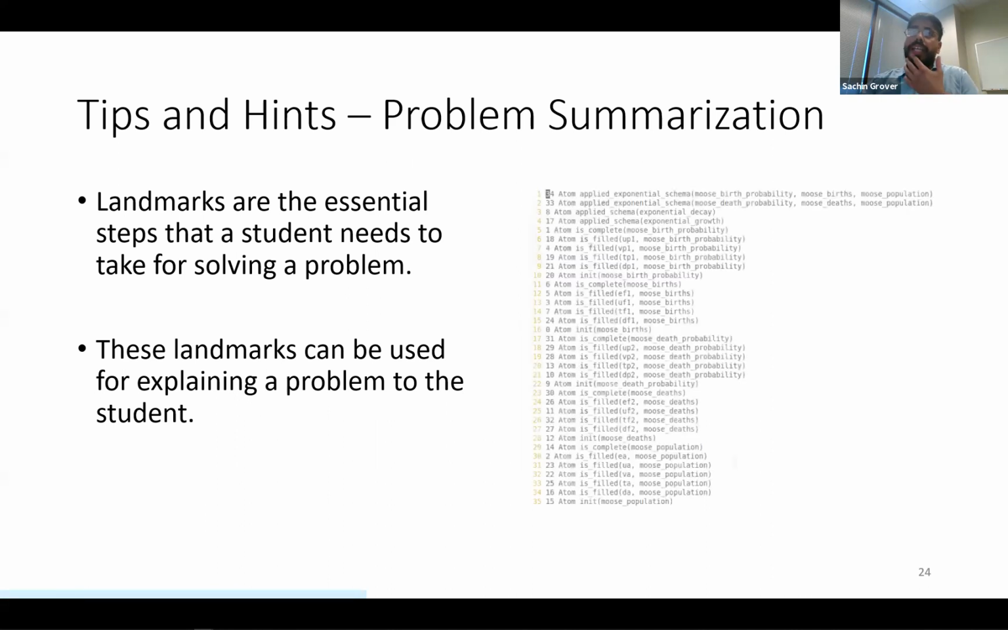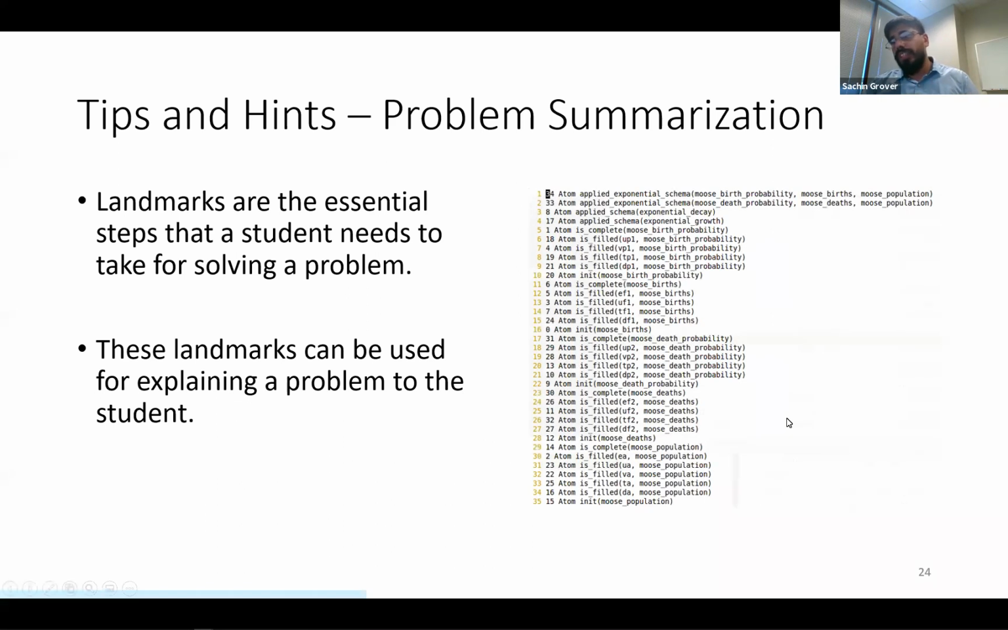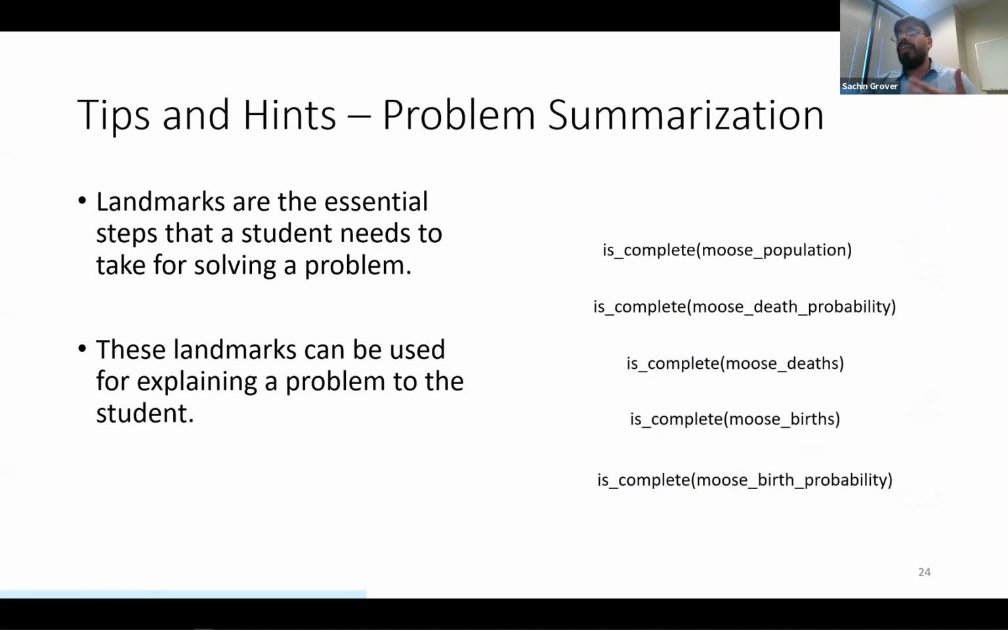So what we did was we gave another assignment to the system, and it found 34 predicates that were essential that a student needed to complete. This was probably because there was only one plan that could have completed the system. But these predicates were somewhat like whether the moose population node has been completed, moose death probability has been completed, and so on.